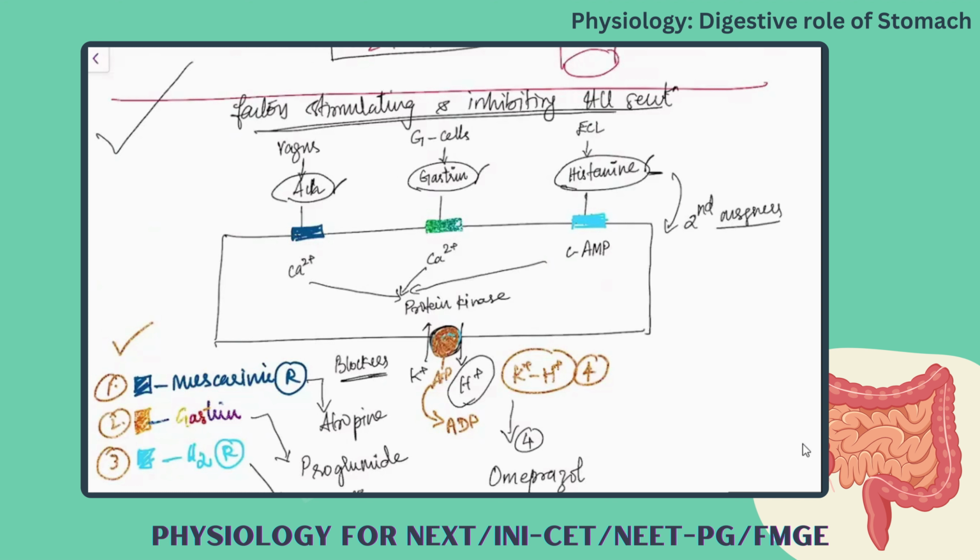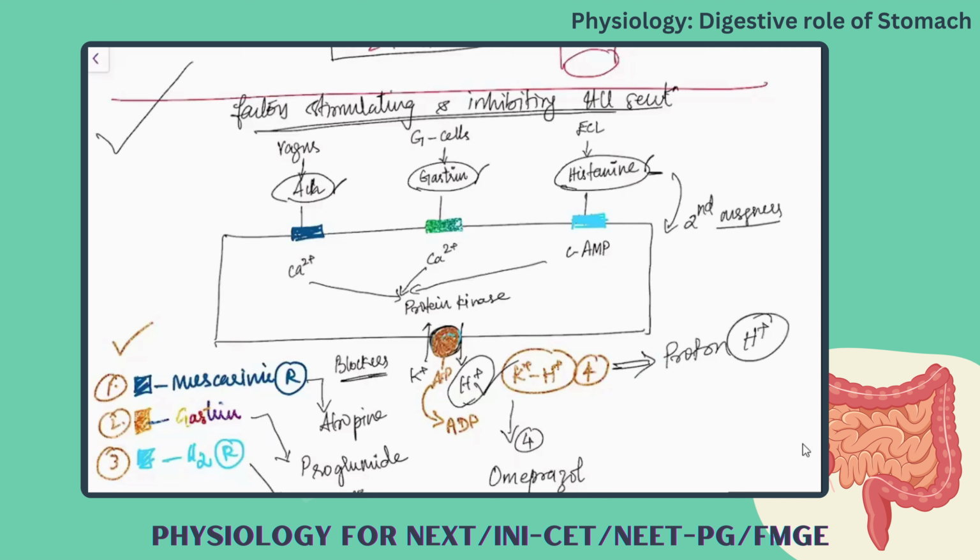Antacids. Then only antacids? Proton pump inhibitors. What is that proton pump? Proton is this H plus. Proton pump inhibitor is going to prevent the pump. This is the proton pump. You call proton as H plus also.